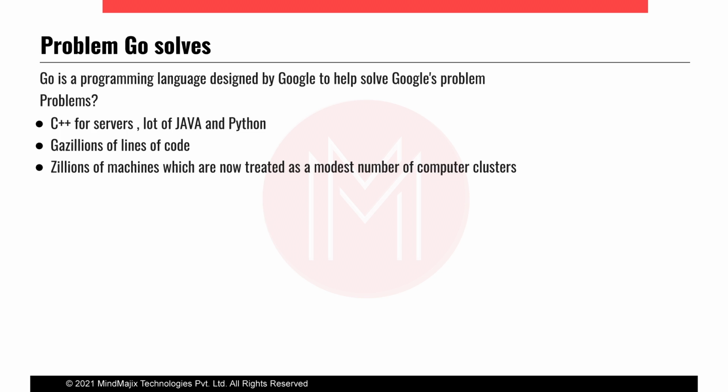Next is: what problem does Go solve? It was basically designed by Google to help solve Google's problems. Google has a complex problem: building zillions of machines, putting them into the production environment, and writing trillions of lines of code to manage their search engines, their servers, their cloud products and everything. They have been using C++ for the servers and a lot of Java and Python. As you all know, Java and C++ are very complex when it comes to maintaining the code, writing it and interpreting it.